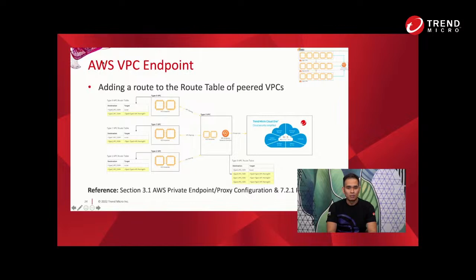Some of the things you need to ensure: your routing table must be configured according to what is shown in these slides. One of the important things to take note of is to ensure that the destinations are filled up with the required peering ID. This is to ensure smooth routing between the VPCs.